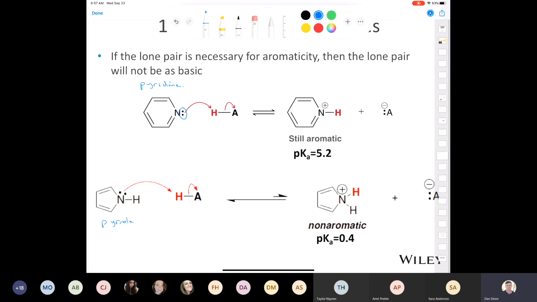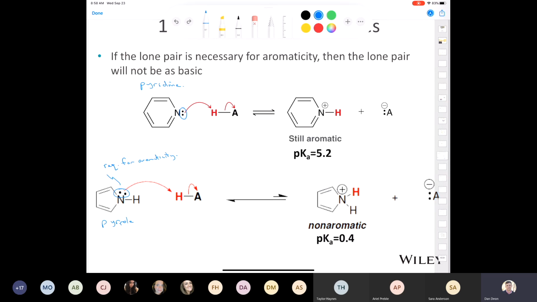But the thing is, the reason why pyrrole is not a base is because when the lone pair here, which is required for aromaticity, takes on a proton, you make something that's non-aromatic, so it's not going to want to do that, right? And that's going to drop the pKa dramatically. It's like, get me rid of that proton. I don't want that proton. I want to be aromatic, man.